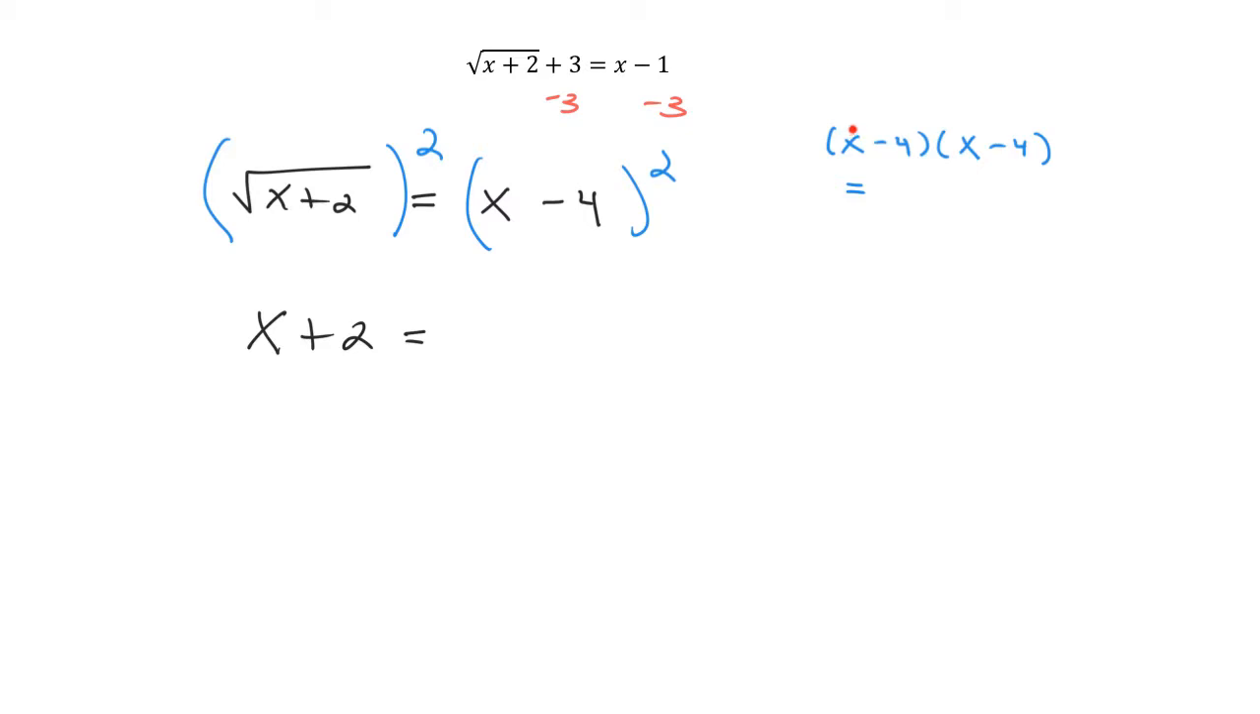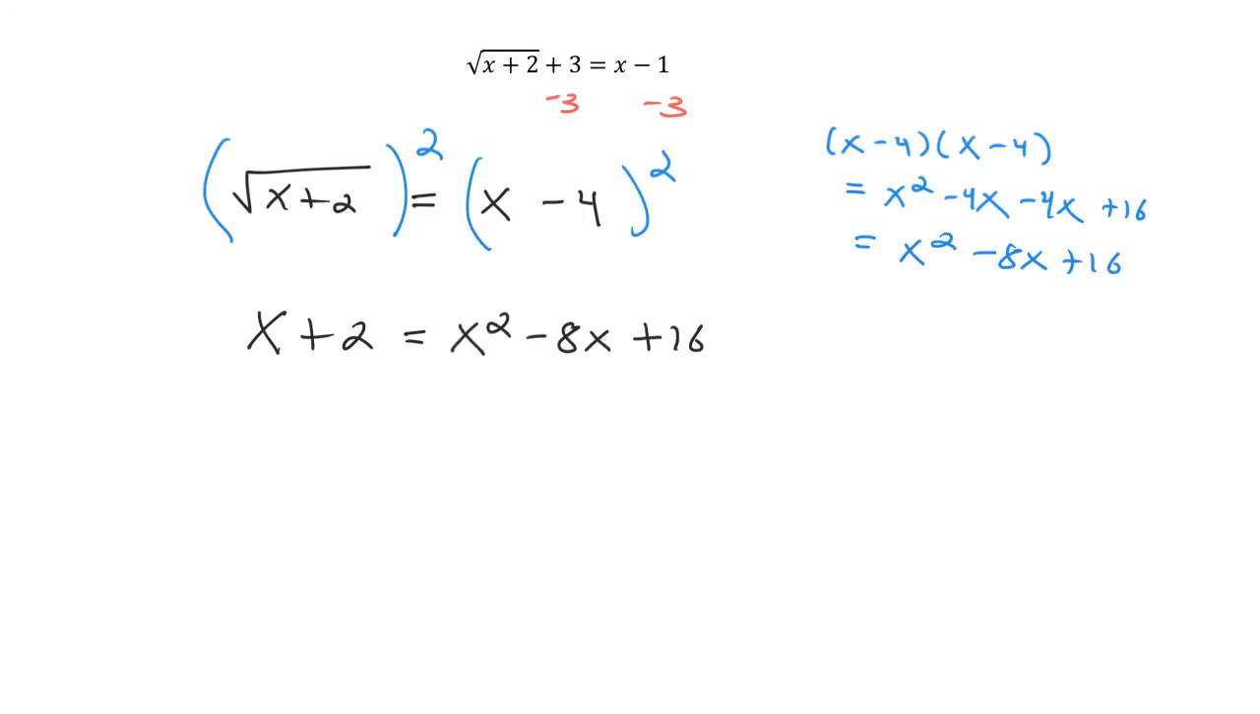Okay, this is equal to x times x, which is x squared. I get x times negative 4, which is negative 4x. I get a second negative 4x. But then I have this positive 16 at the very end. If you square the right side, this is equal to x squared minus 8x plus 16. That's what I'm placing right here. So just be careful there.